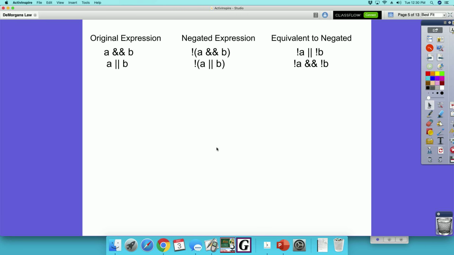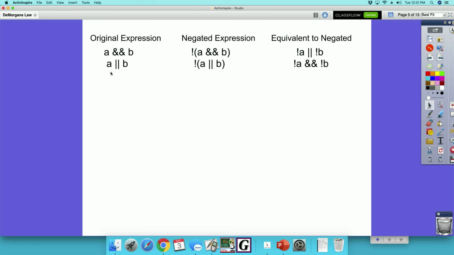So here are some examples. Not (A and B), it's kind of like distribution. The not goes to each term inside the parentheses. So the equivalent would be not A, and remember, a not and is an or, not B.